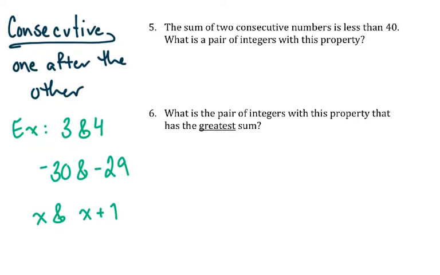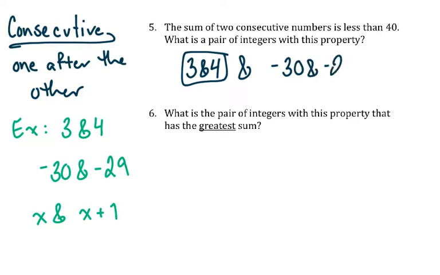So with a question like number 5, there are infinite possible answers here, because all it needs to be is less than 40. 1 and 2, 3 and 4 that I used here, and -30 and -29 both work. And there's infinite others as well. But all you need to do is know that their sum is less than 40, meaning they add up to less than 40.